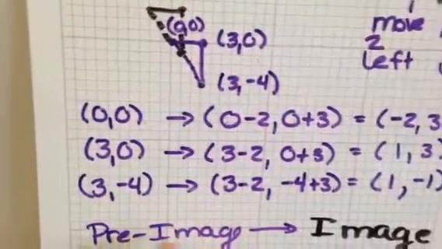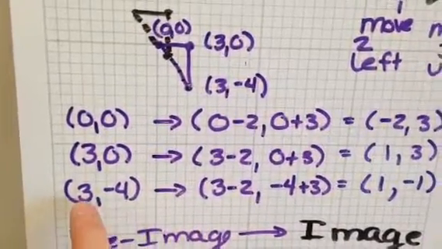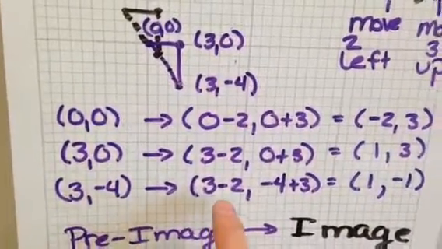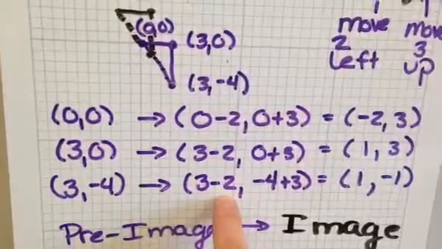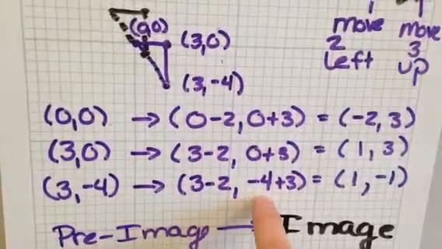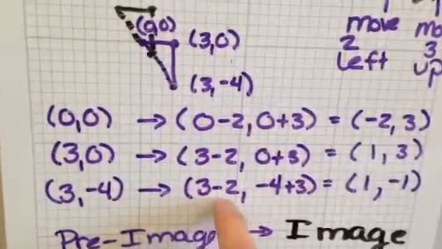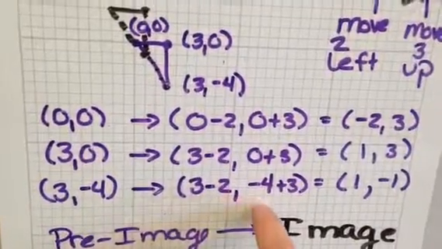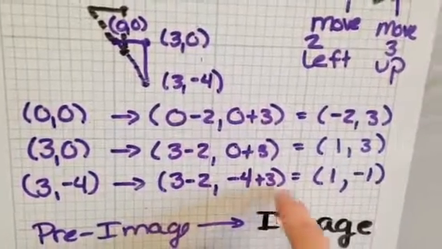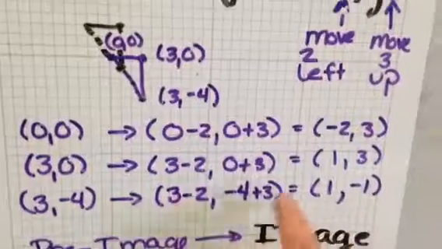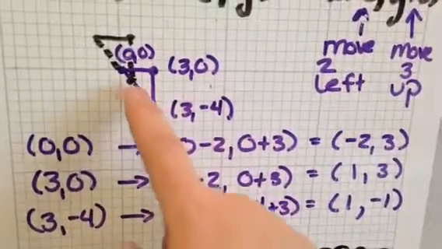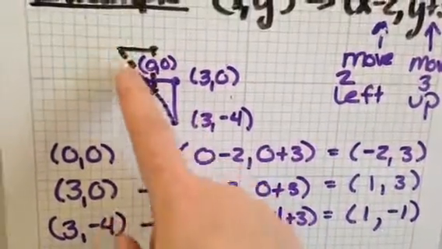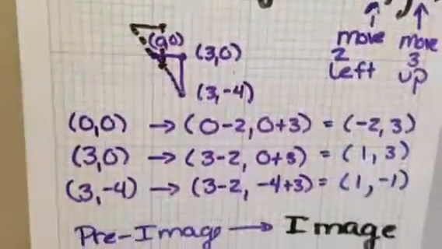And then my last point, because this is a triangle, 3, -4, I'm going to subtract 2 from 3, and I'm going to add 3 to -4. So 3 minus 2 is going to be 1. -4 plus 3 is going to be -1. And so this last point here moves up here. So my image is here in black.